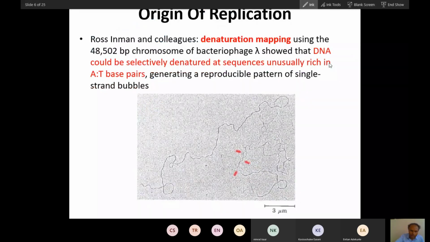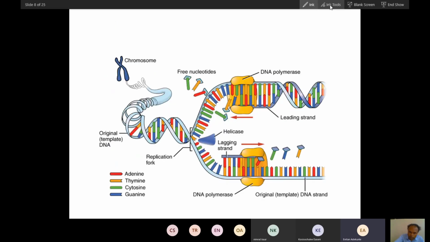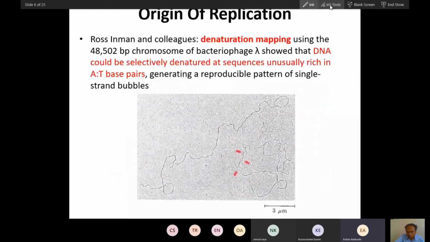Where is the function of this ligase? Tell me, where is the function of this ligase? It creates fragments. Where? You join fragments like this. In which strand? Leading or lagging strand? Oh, leading. What is leading strand? Leading strand is going from 3' to 5'.